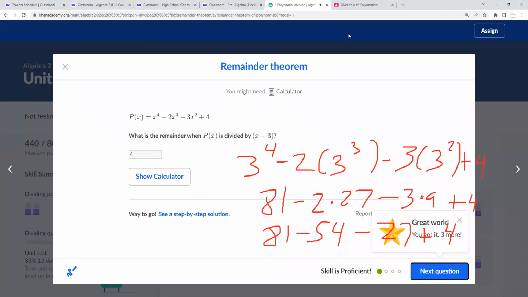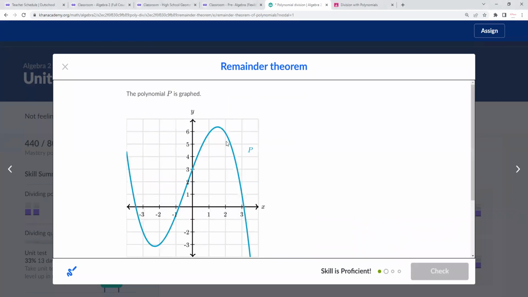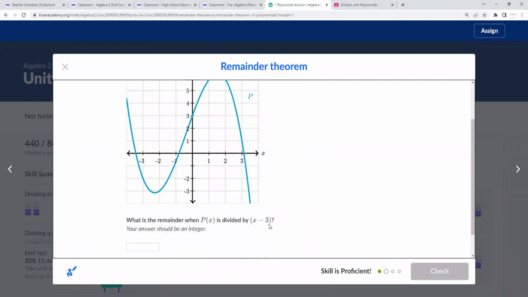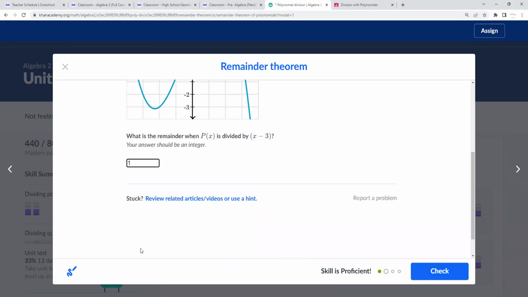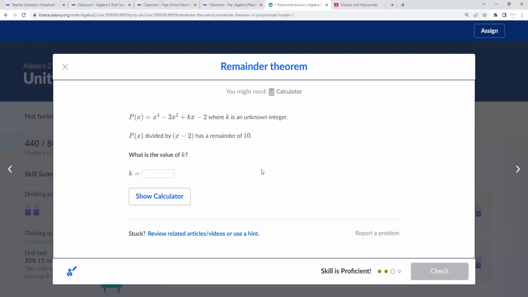So I plugged in a 3 because that's what I'm dividing with, and that's what would zero this out. And whatever I get after I plug it in, that's what my remainder would be. So you can even do it by looking at the graph. So what would zero this out? A 3 for x. So look where x is a 3. What's your y? Your y is your remainder, which is 1, right? So if I plugged in a 3 for x, what would I get for y? 1. That's my remainder. So that's how you do it, by looking at the polynomial graph.